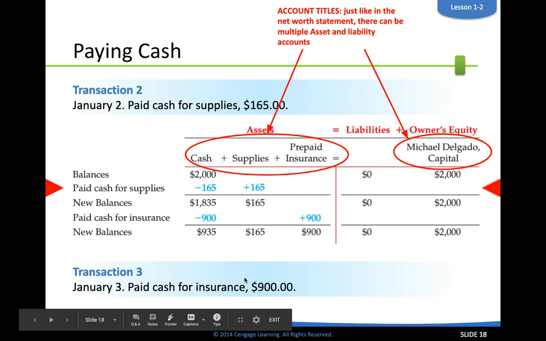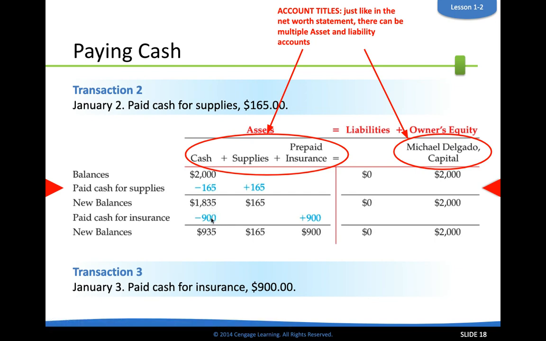So it pays $900 for an insurance premium. Cash balance goes down by $900. Prepaid insurance, that asset account, goes up by $900. So again, after we tally these two things, nothing is happening over here on the right-hand side, but it's being canceled out over here by a minus 900 and a plus 900.